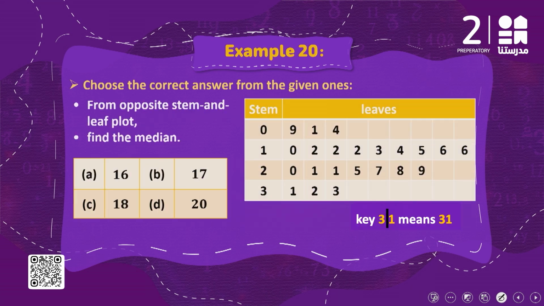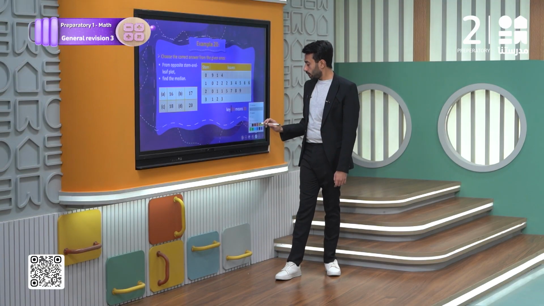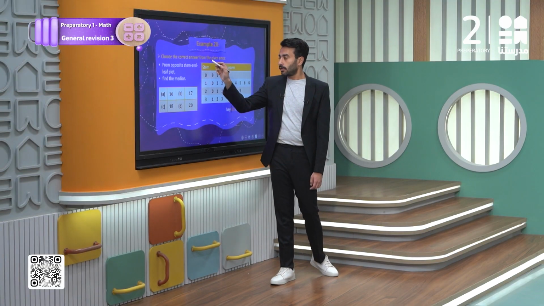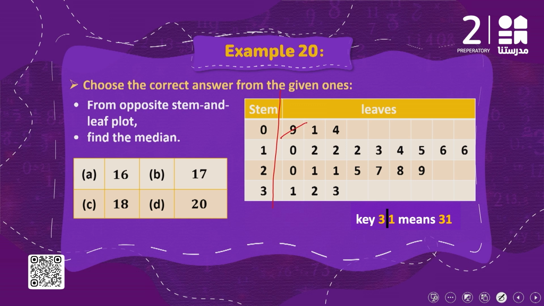From a stem and leaf plot, find the median. We have a lot of ideas to find the median. One of the ideas is to cancel out. Leave this one now. Let's cancel these 3 values with these 3 values. Then 2 values with another 2 values.